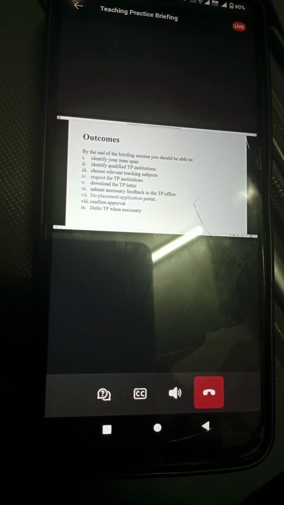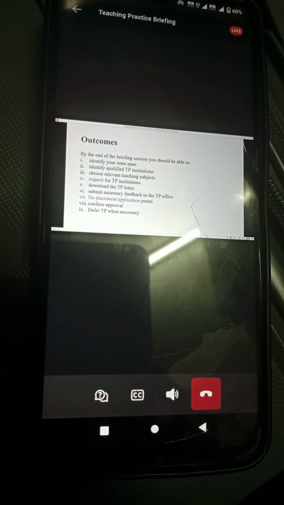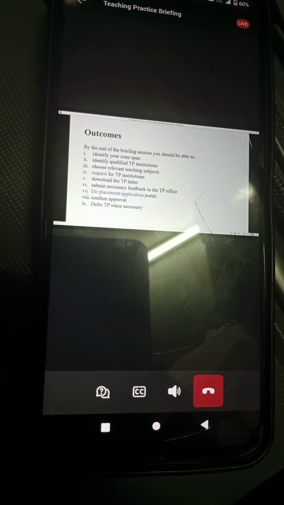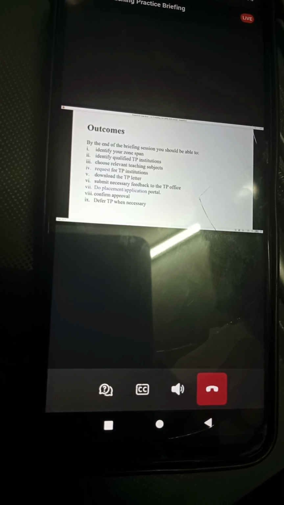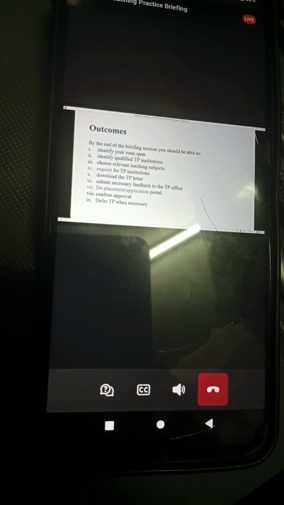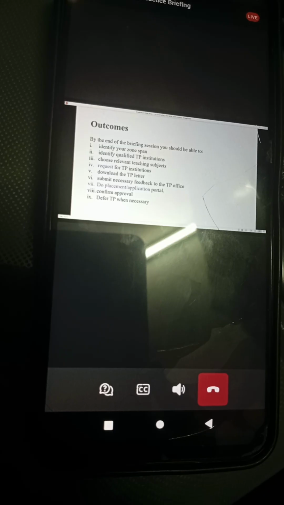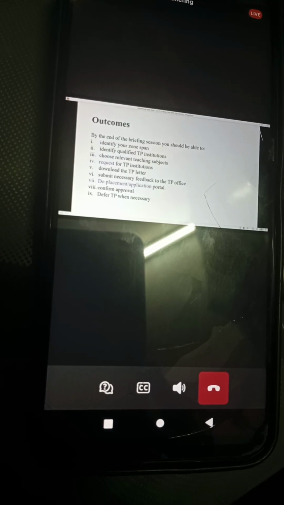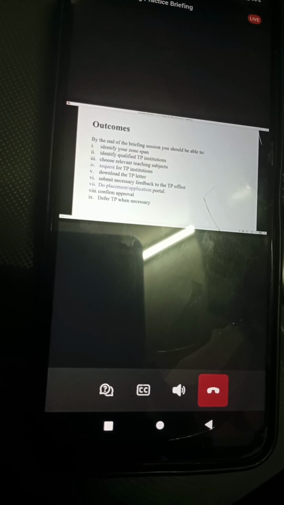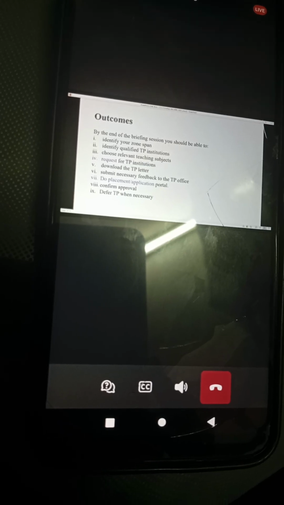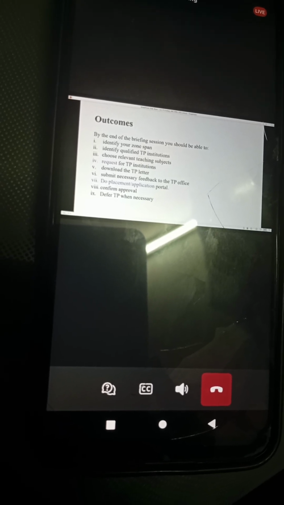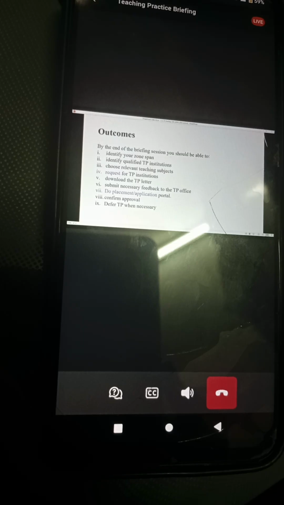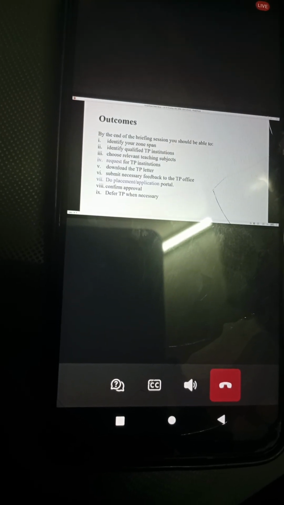Number 3, choose a relevant teaching subject. What are you going to teach when you go for teaching practice? Then, very important, number 4, you can see it's highlighted. Request for TP institution. How do you request for TP institution? And then, how do you download the TP letter from the portal? Then submit the necessary feedback to the TP office. Once you download your letter, how do you take it to the TP institution, and what kind of feedback do you bring to our office? And then another highlighted part, how do you do application for teaching practice proper?